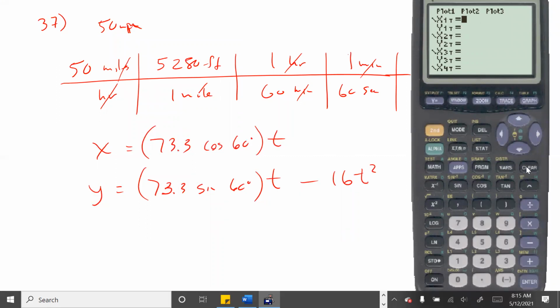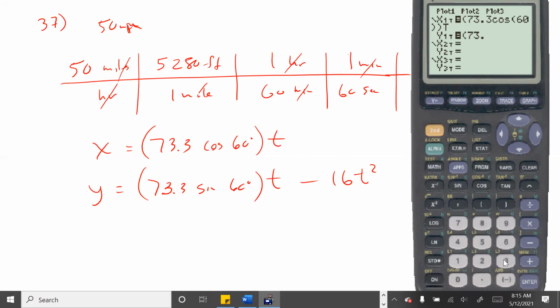Let's go back. Got to put a parenthesis here because all of this is multiplied by t. So 73.3 cosine 60 degrees. Close off the cosine, close off the whole entire value times t. Enter.